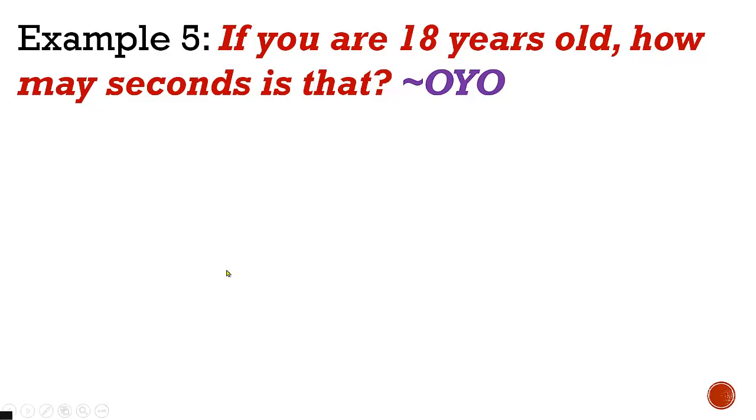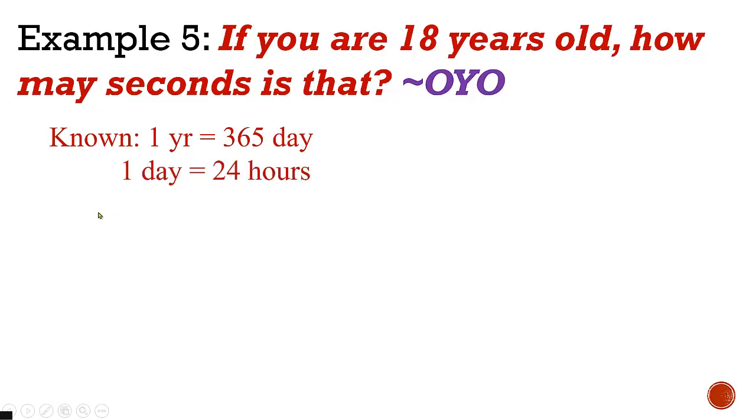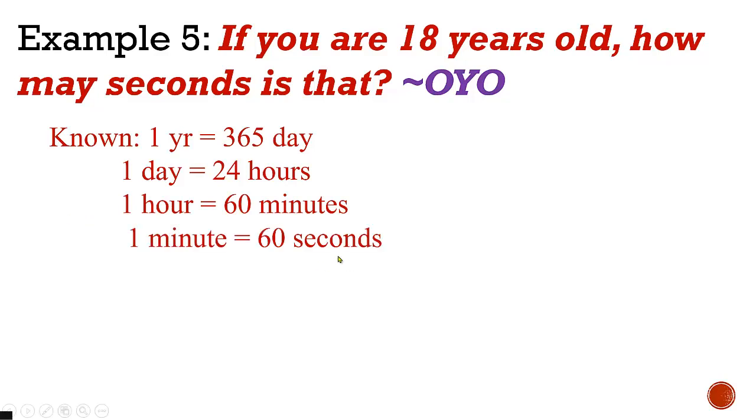All right, let's look at what we know. Okay, our given is 18 years old. Let's look at the conversion factors. We know 1 year is 365 days. We know that 1 day is 24 hours. 1 hour is 60 minutes. And then 1 minute is 60 seconds. So I have 1, 2, 3, 4 conversion factors here, plus my given.